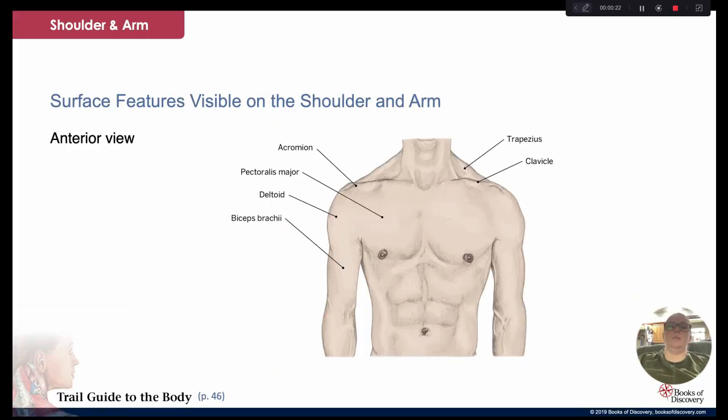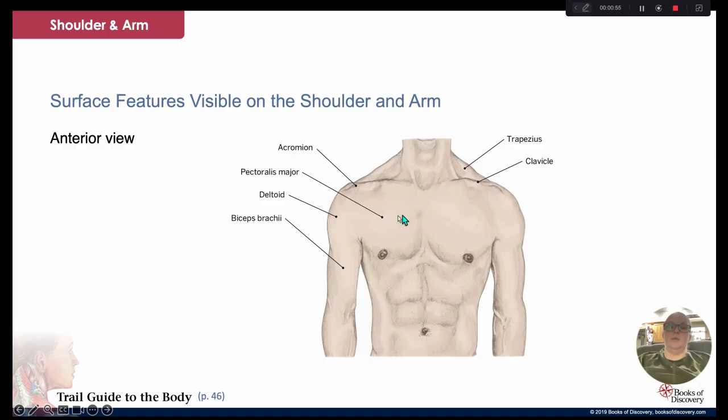So just by looking at the body, you're going to have to start being able to recognize certain parts of the body on different views, anterior, posterior, the side view. So just a little refresher here. When you're looking at somebody, this big muscle up here is going to be called the trapezius. We're going to get to know more about the bones. So we're going to talk about the clavicle, the acromion.